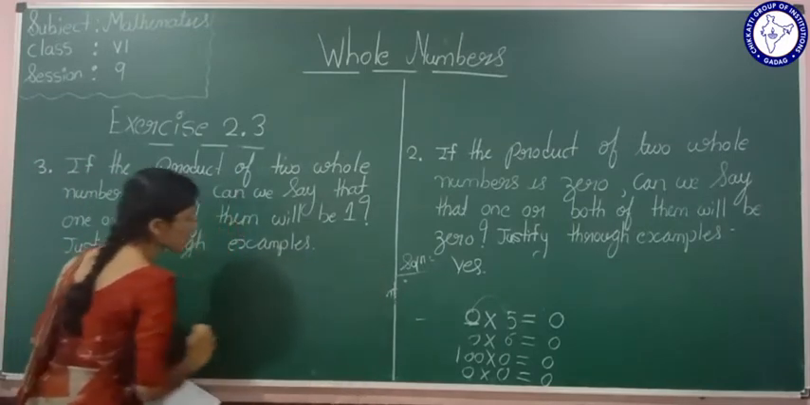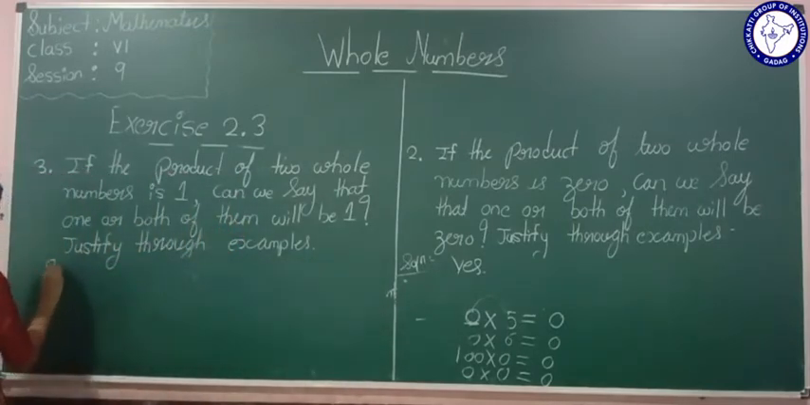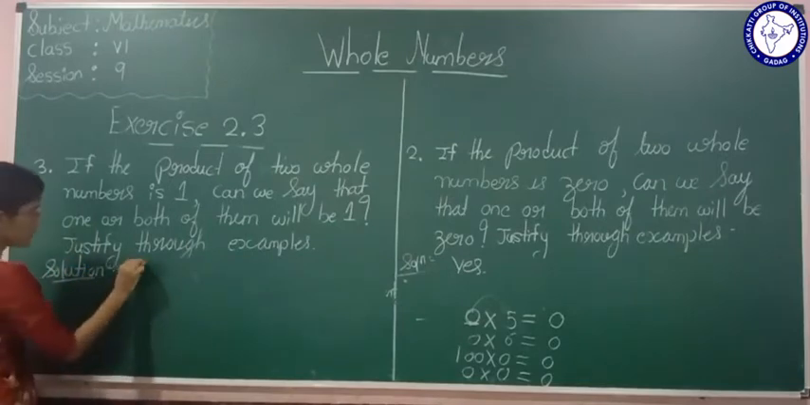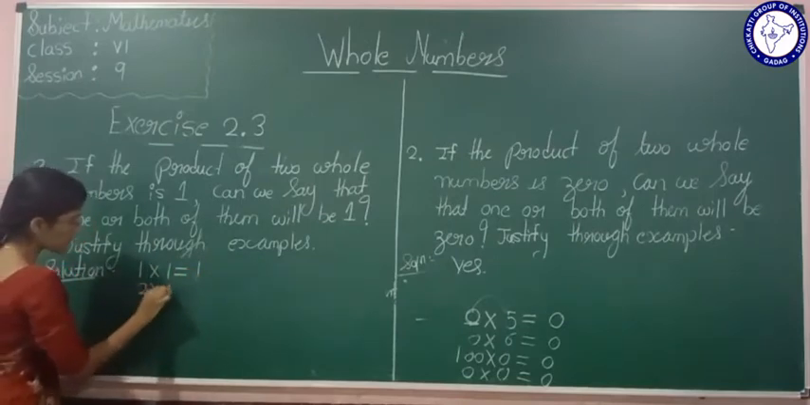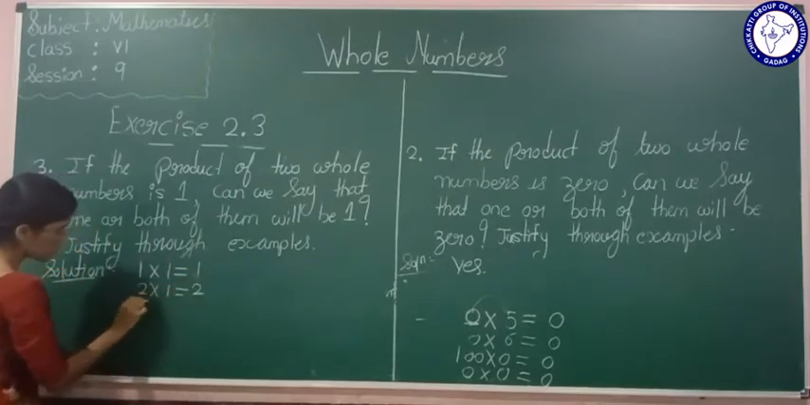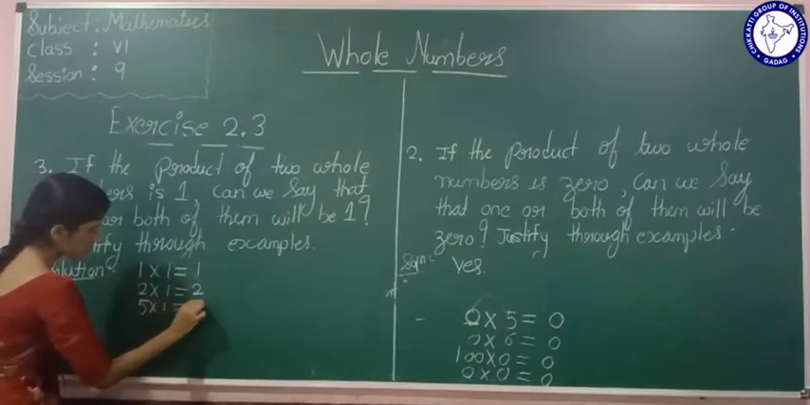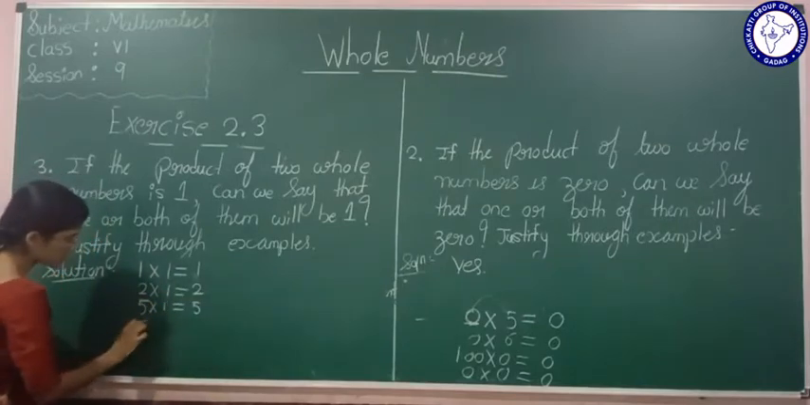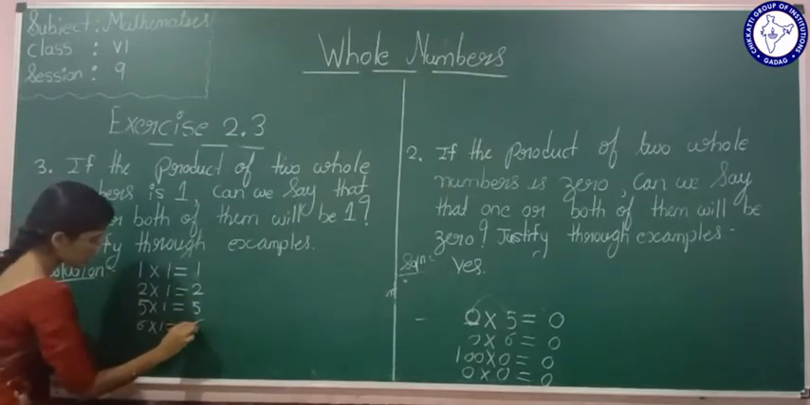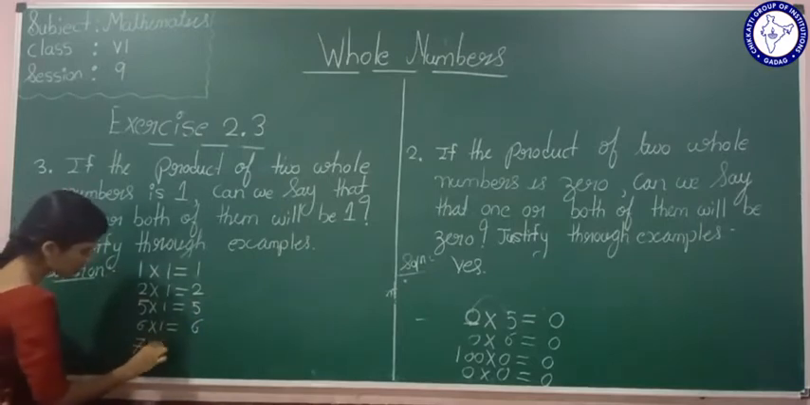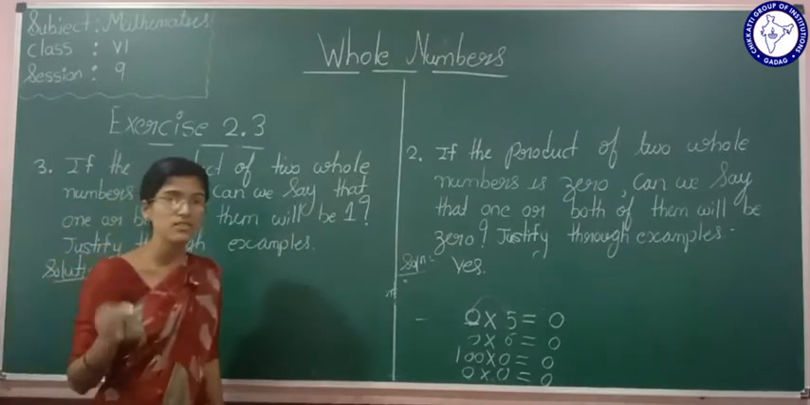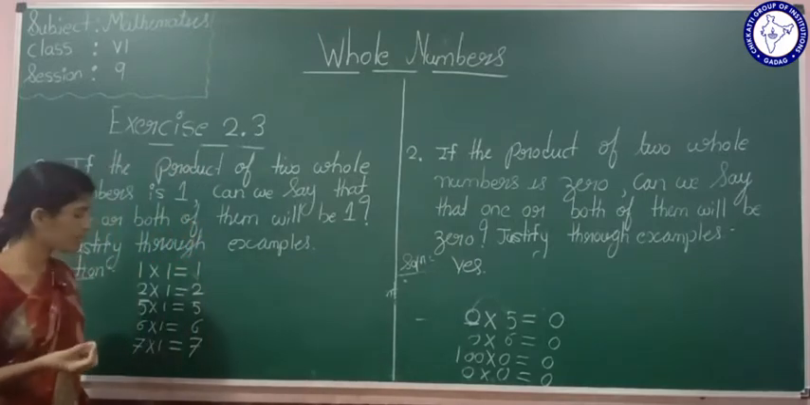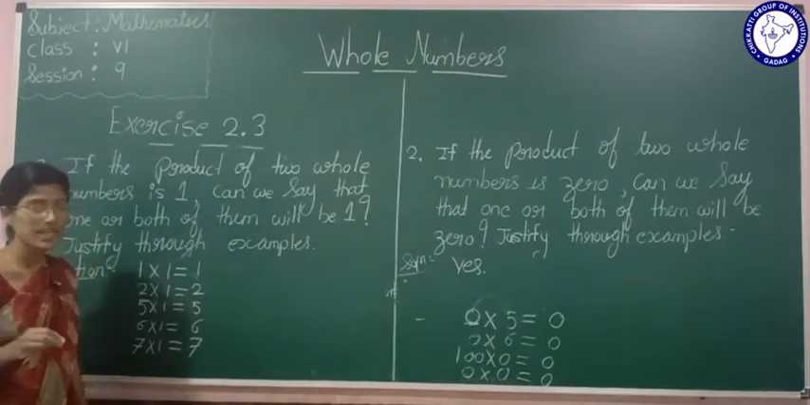Now by seeing these examples, you tell me what you can conclude from this. 1 multiplied by 1 is 1, 2 multiplied by 1 is 2, 5 multiplied by 1 is 5, 6 multiplied by 1 is 6, 7 multiplied by 1 is 7, 1 lakh multiplied by 1 is 1 lakh, 1 crore multiplied by 1 is 1 crore. What can we tell here?